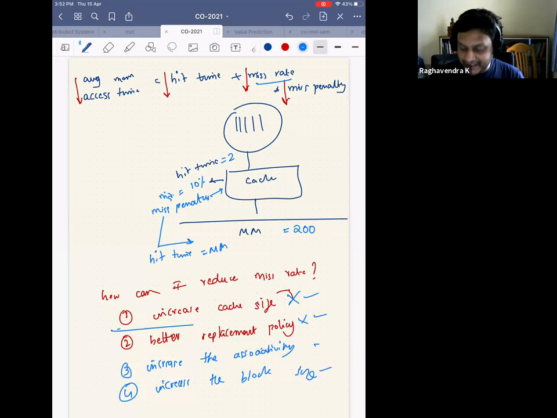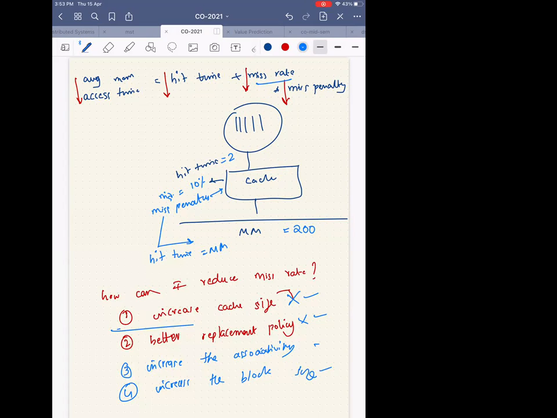So it's like that. So what happens if I increase the cache size? Instead of having 8 MB, if I have 16 MB, what happens? It's expensive, plus your search time might increase.